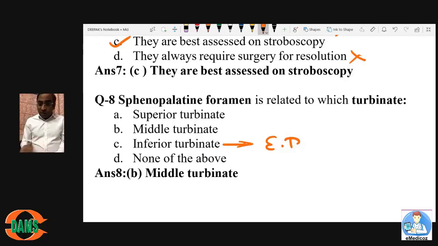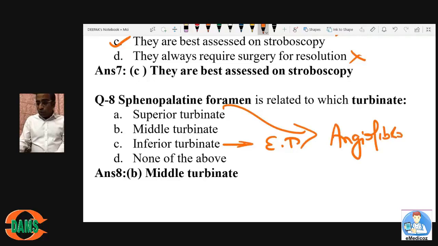Clear? Right. What is the importance of sphenopalatine foramen in ENT? It is the most common site for angiofibroma, beta. This MCQ is expected. The most common site for angiofibroma is your sphenopalatine foramen.